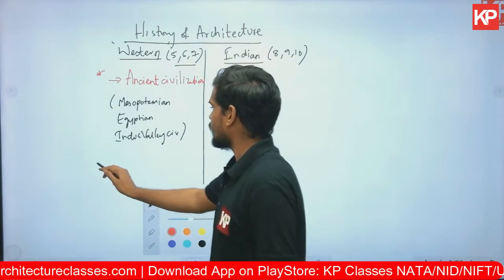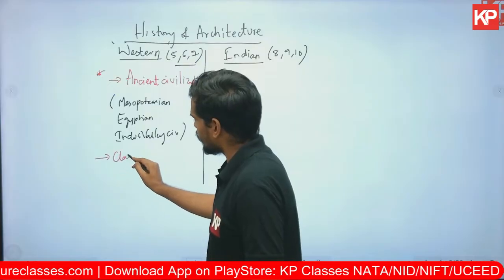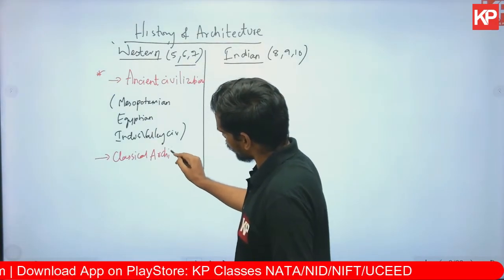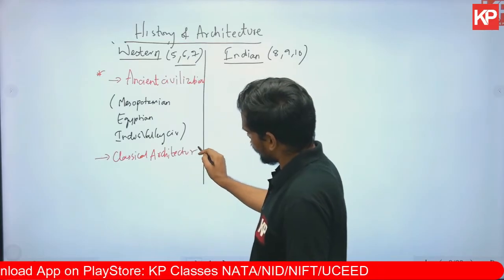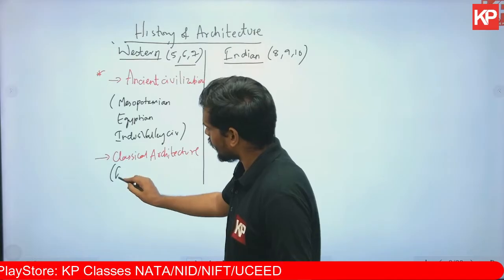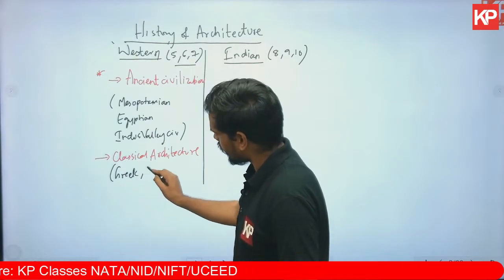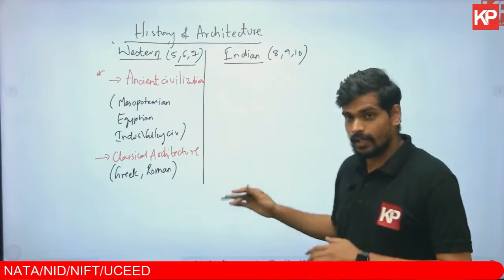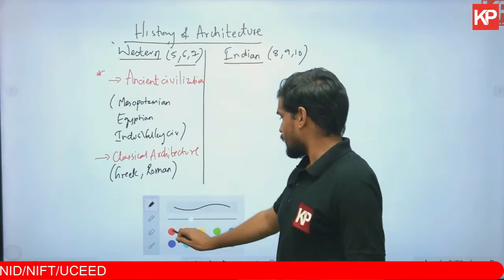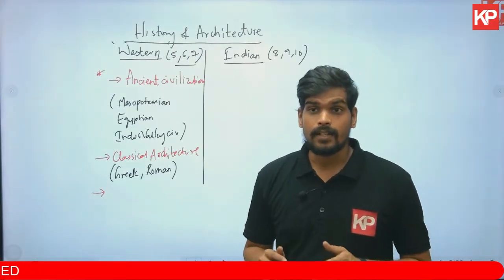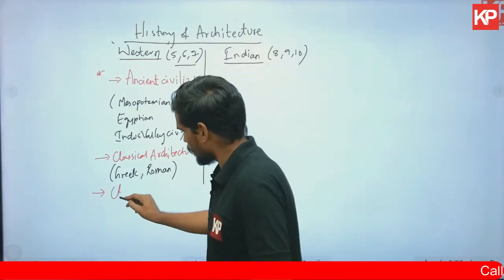After ancient civilizations, we will study classical architecture. Under history, we use this term classical architecture to study Greek and Roman architectural styles. So Greek and Roman, we will cover these two under day 6, that is the next lecture. Day 7, the third lecture of Western history of architecture, we will focus on the church architectural styles.